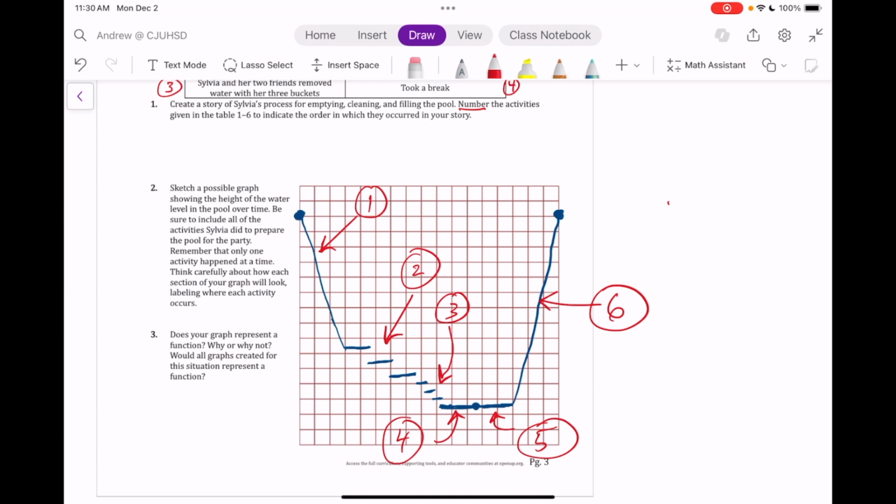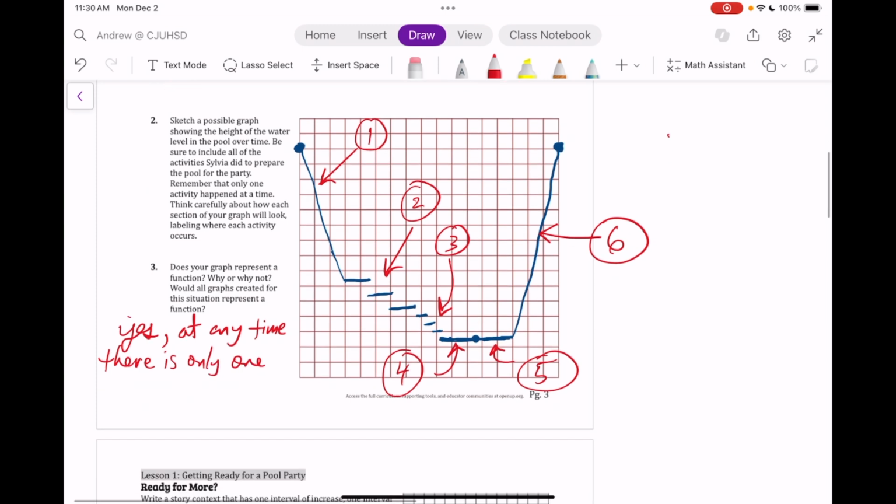Question number 2, does our graph represent a function? Well, of course it does. Why? Because at any time, time is the input, at any time, there is only one level of the water. It can't be 2 different levels at the same time. That wouldn't make sense.